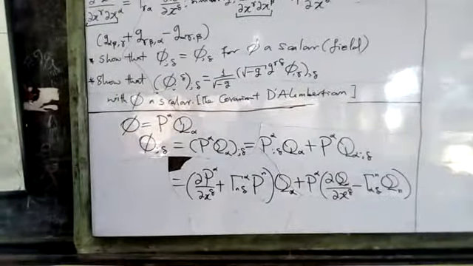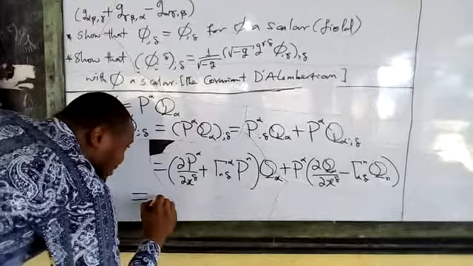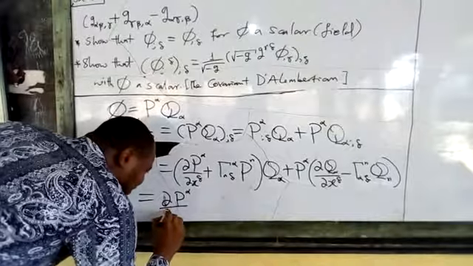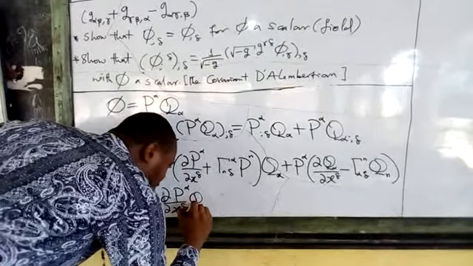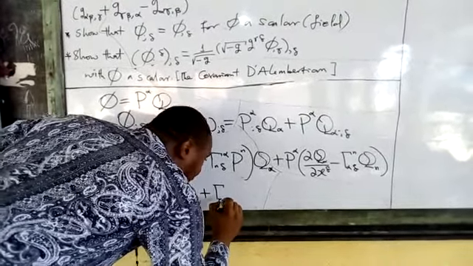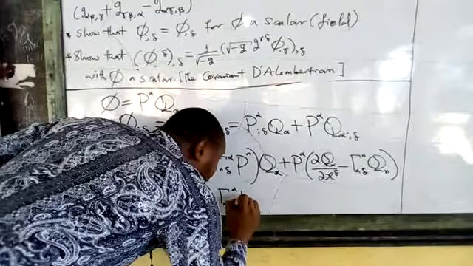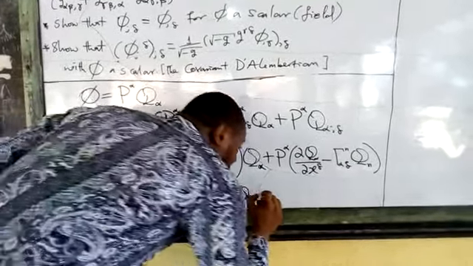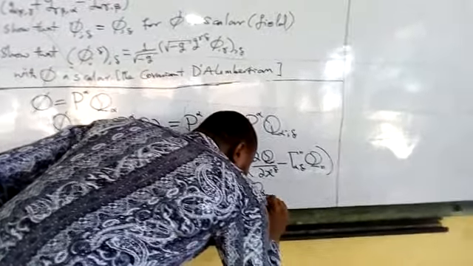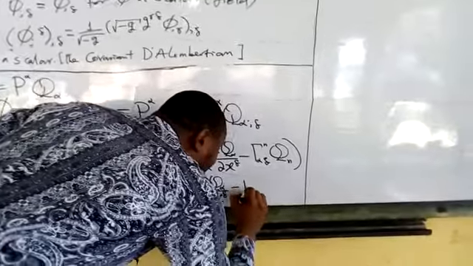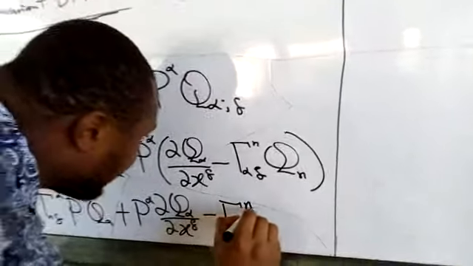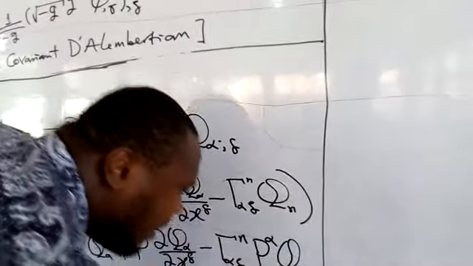So this is just what you will usually expect. Now what we get finally is the derivative of P^alpha with respect to x^delta times Q_alpha, plus gamma^alpha_{delta n} P^n Q_alpha, plus P^alpha times the derivative of Q_alpha with respect to x^delta, minus gamma^n_{alpha delta} P^alpha Q_n. That's what you get.